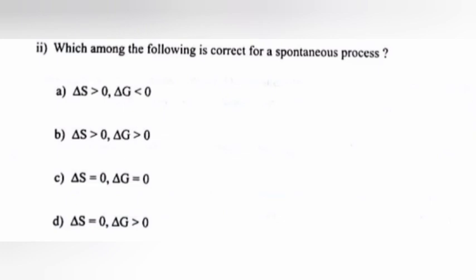2. Which among the following is correct for a spontaneous process? Answer: A. ΔS is greater than 0, ΔG less than 0.